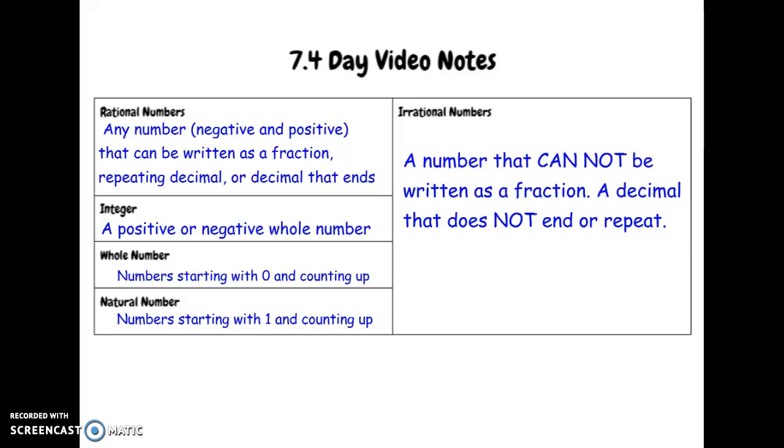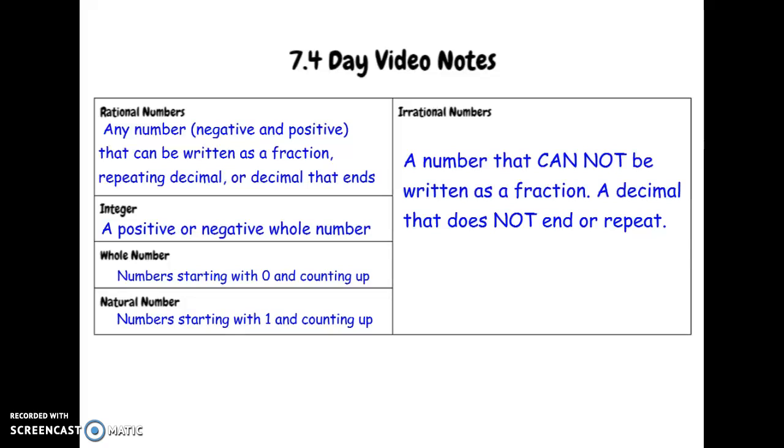Okay, 7.4 is all about approximating the square roots. So we are going to do some vocab first. Take a minute and pause this and write down your vocab words. A rational number is basically all of the numbers that you have dealt with in middle school. An integer is just a negative or positive number. It's what's on the number line.